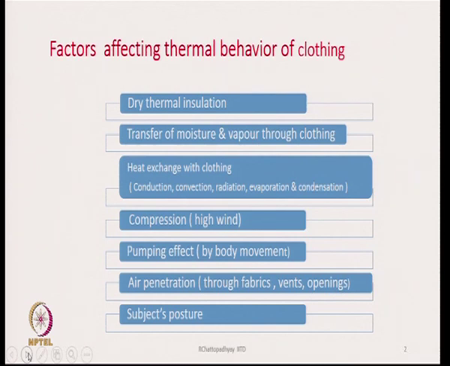The second is transfer of moisture and vapor through the clothing. The third one is heat exchange with the clothing, and the heat exchange means what? Conduction, convection, radiation, evaporation, and also possibilities of condensation. All are very, very important for understanding the thermal behavior of clothing.